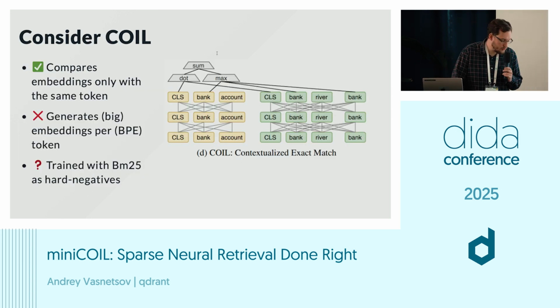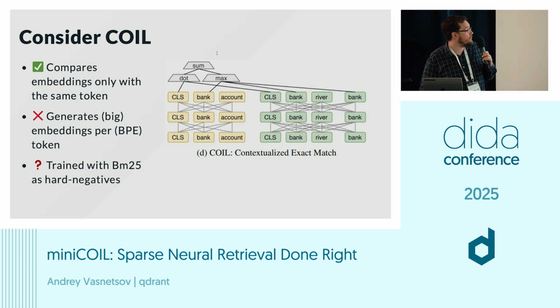How do we do this? And here I have to say that we took inspiration from the model called COIL. It's one of the models which I showed previously in this evolution slide. And the idea here is that instead of generating embeddings for the whole sentence, we generate embeddings for each word, but during the search we only compare embeddings for those words where tokens are also matching.